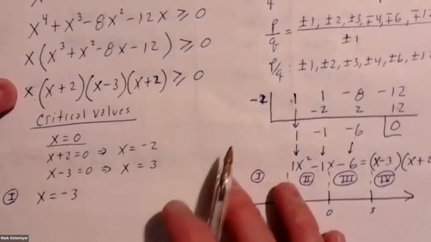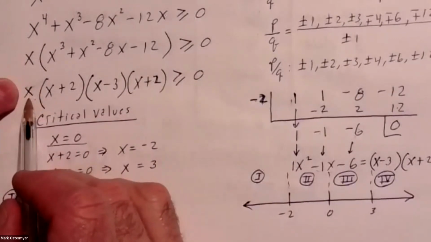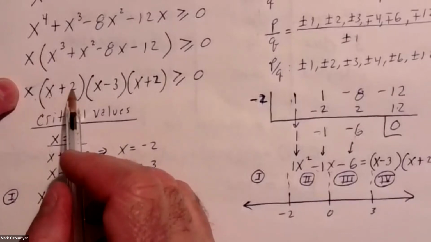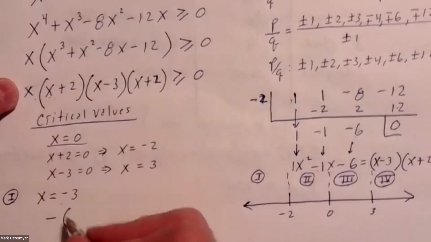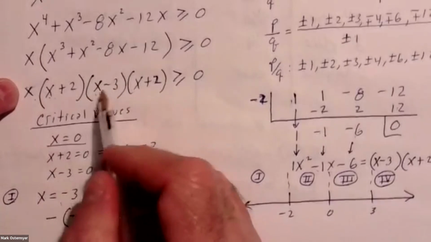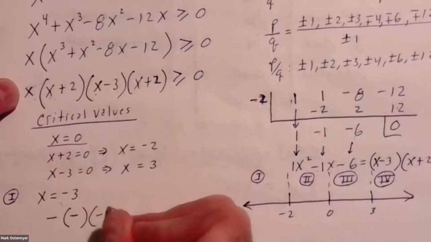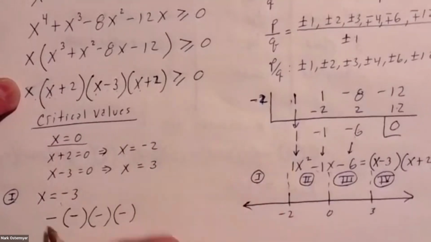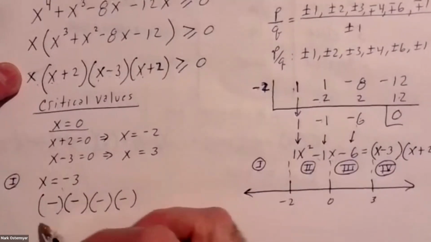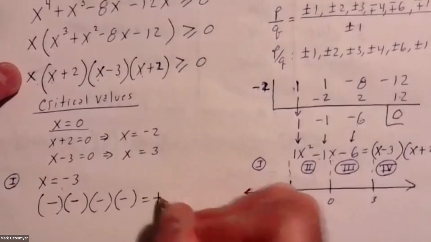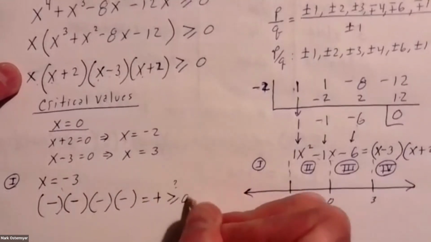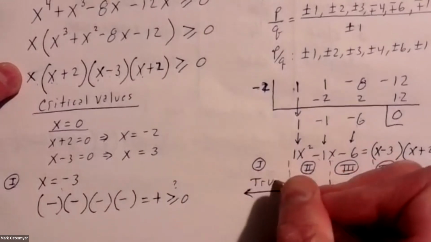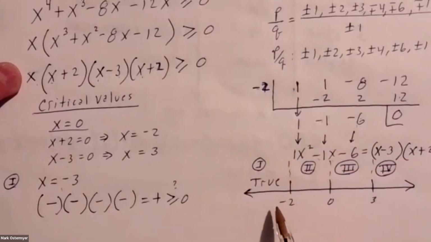So, ladies and gentlemen, you can speed this up a little bit. If you put negative 3 in here for x, you're going to have a negative. Negative 3 plus 2 is going to give you a negative. Negative 3 minus 3 is going to be a negative. Negative 3 plus 2 is going to be a negative. When I multiply 4 negatives together, what do I get? I get a positive. Is a positive greater than or equal to 0? That's always true. So, true. Solutions will be coming from this interval.